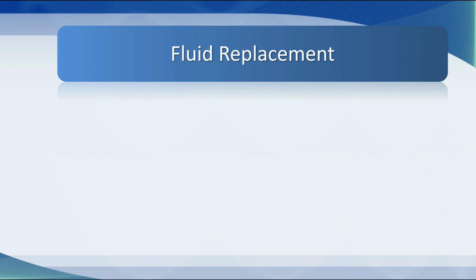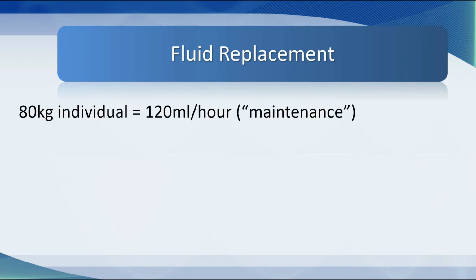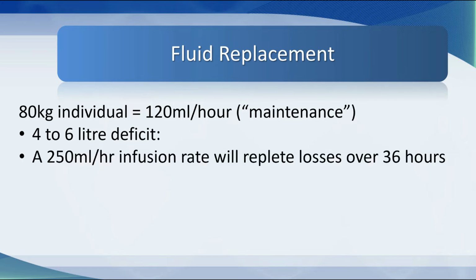So, returning to what we've previously said, an 80 kilogram patient will require about 120 mils per hour of maintenance. If there's a 4 to 6 litre deficit, such as Hector has here with his bowel obstruction, it's probably reasonable to give him a 250 mil per hour infusion. That will replete the losses gently over 36 hours. You don't want to be pouring that in a litre every hour. That will just frack the interstitial matrix and cause all kinds of damage. You just cannot give that fluid back that quickly.